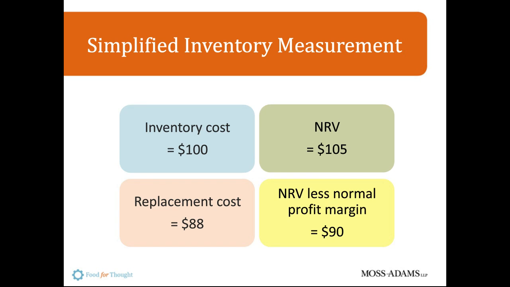So the best way to walk you through what all this means is I'll give you an example of how you would value inventory under the old pronouncements versus under this new standard. So here's some facts I've got up on this slide. Assume that you've got an inventory item with a cost of $100. The net realizable value is $105. Your replacement cost is $88, and your net NRV less normal profit margin is $90. So here's some facts that you'll want to know for this example.